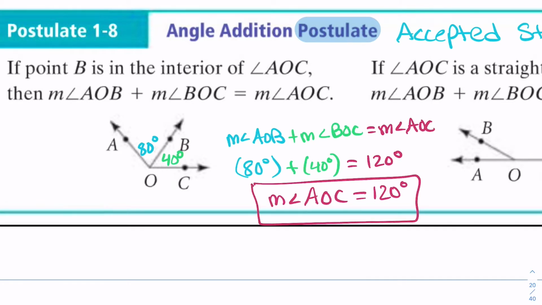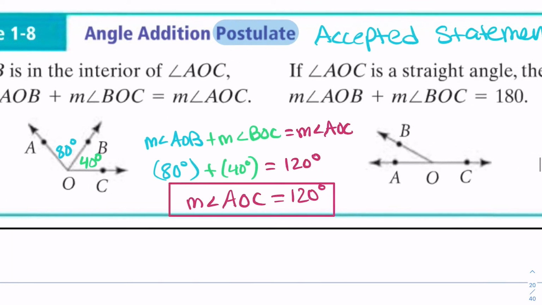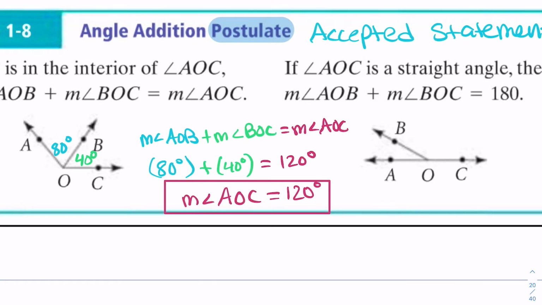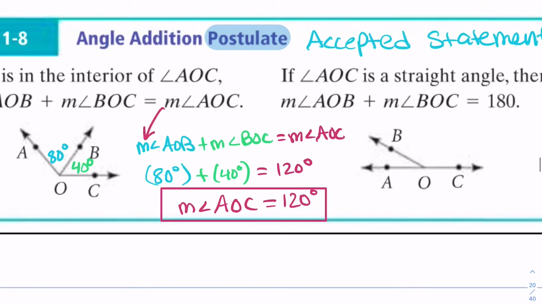Notice what's different. I'm writing the letter M before it. Why? Because when we refer to a measure and we want to set it equal to something, whenever we use an equal sign with angles, we always use the M before it because it's a measure. So it's different than naming the angle. Naming the angle, it would just be angle AOC, like they did before. The measure, though, with an equal sign, you have to use the letter M.